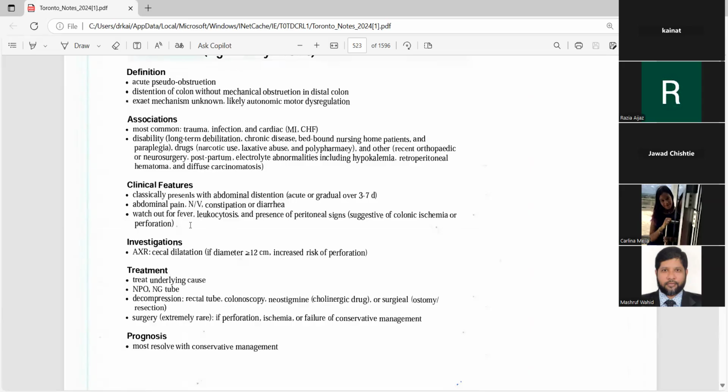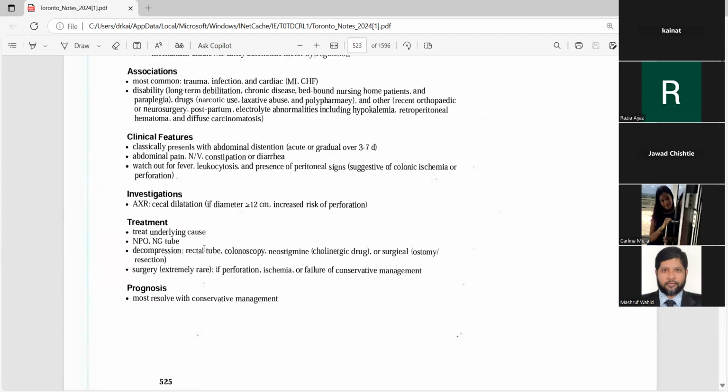Then, watch out for fever, signs of complication, any signs of infection. Then you go for abdominal X-ray, the cecal dilation, treat the underlying cause, whatever it is. NPO, NG, decompression, the rectal tube, because you have to do the rectal tube.